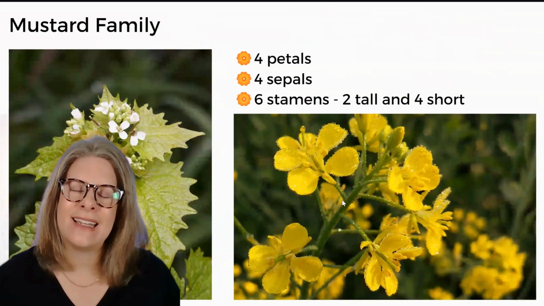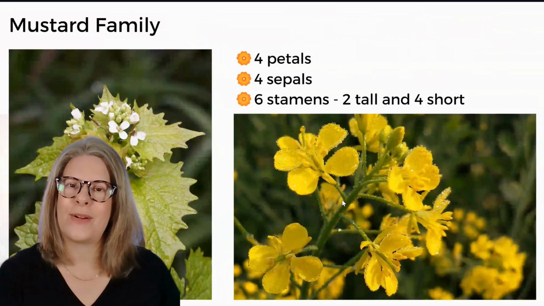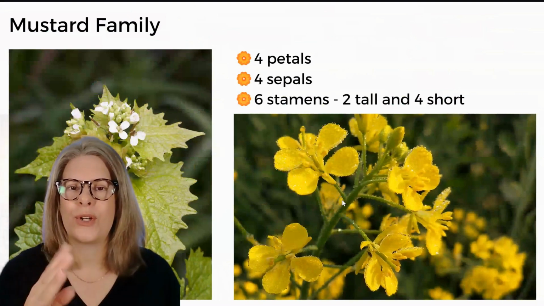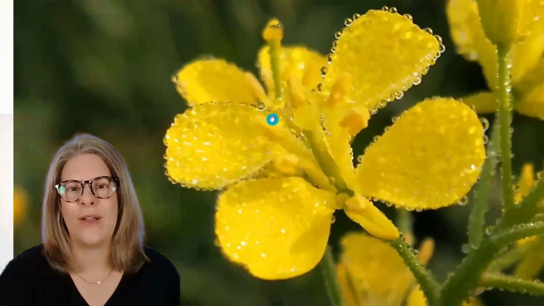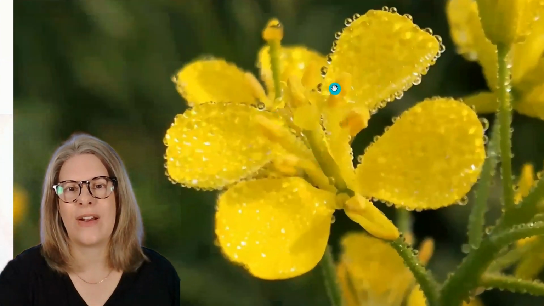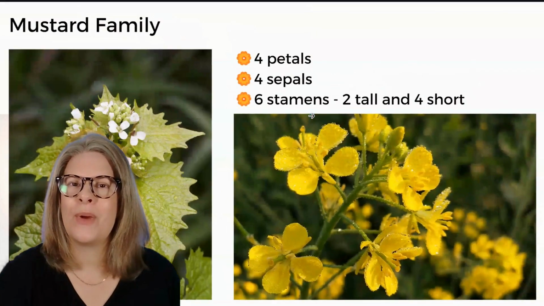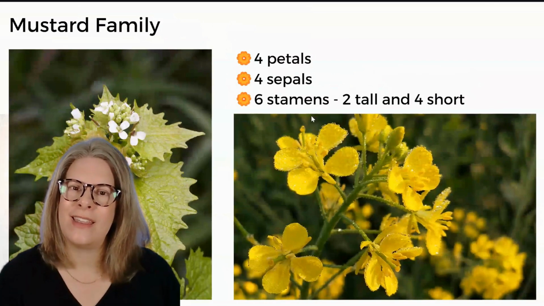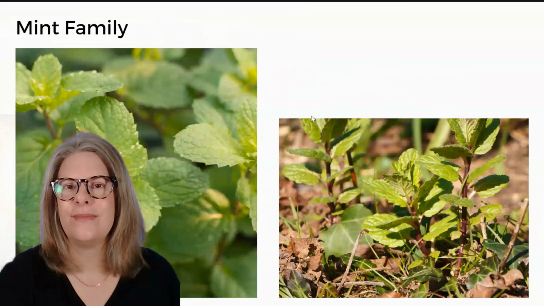And lastly, it's the stamens. On the mustard wildflowers, you'll see 6 stamens in total, 2 tall and 4 short. We can zoom in and see it kind of in this one. You'll see 4 stamens here, and then this is a stamen and this is a stamen. Those are the tall ones. It's not super clear, but when you're looking at them in person, it's actually much more obvious. You can see the 2 tall and 4 short stamens on the mustard flower.